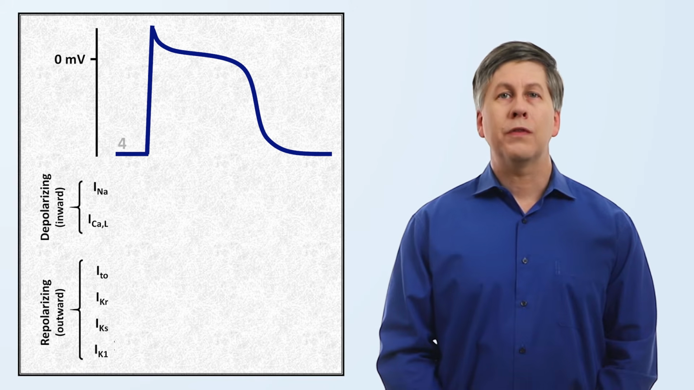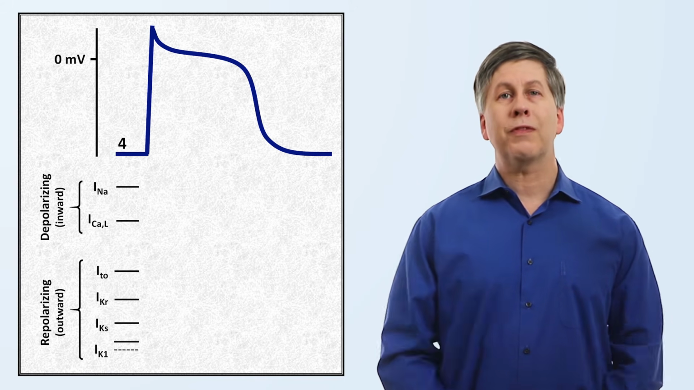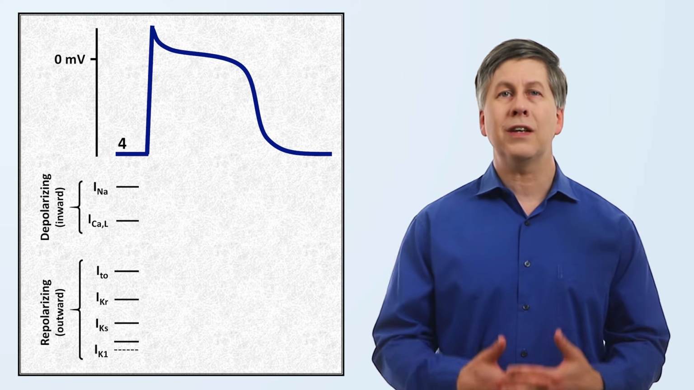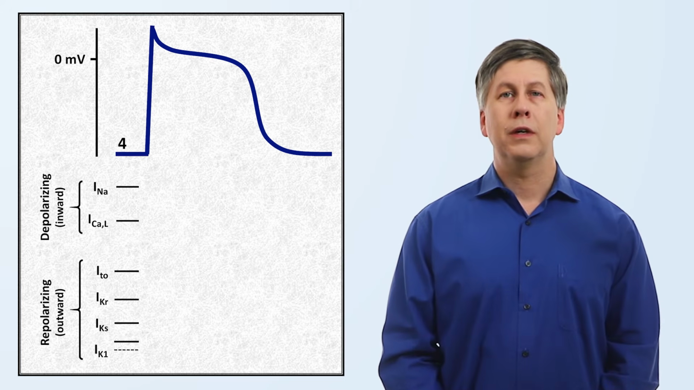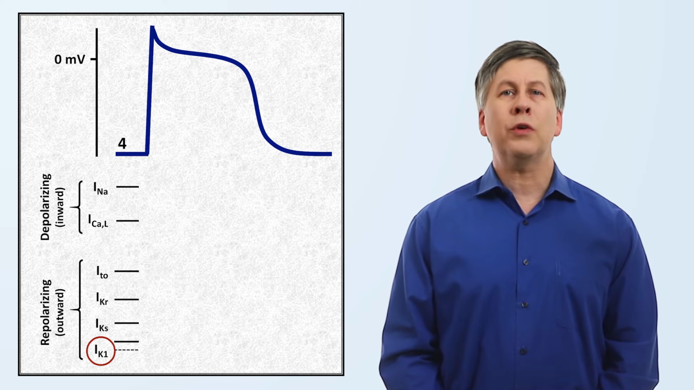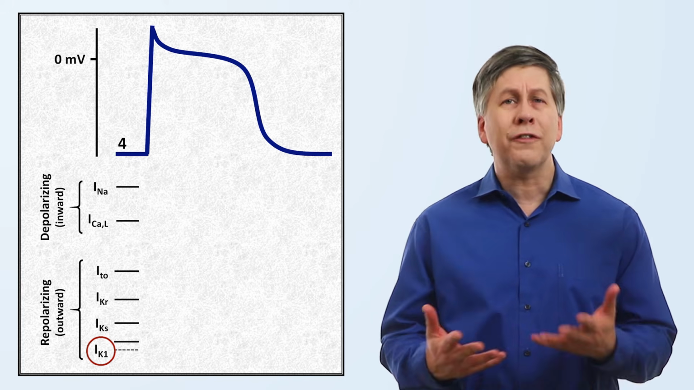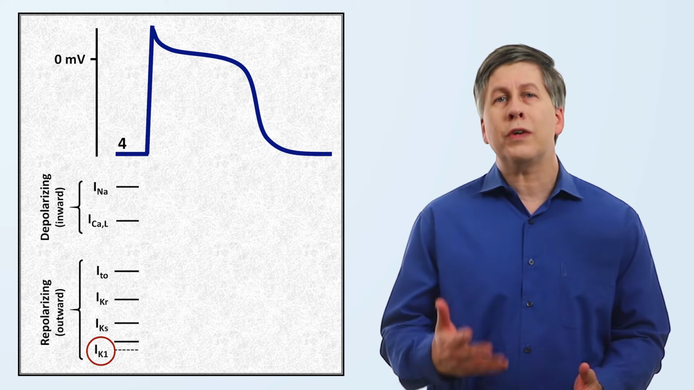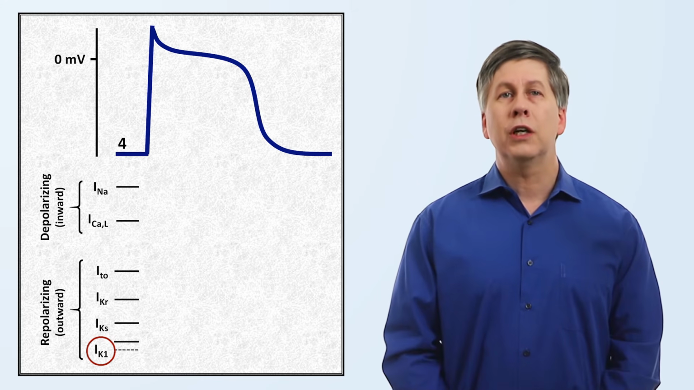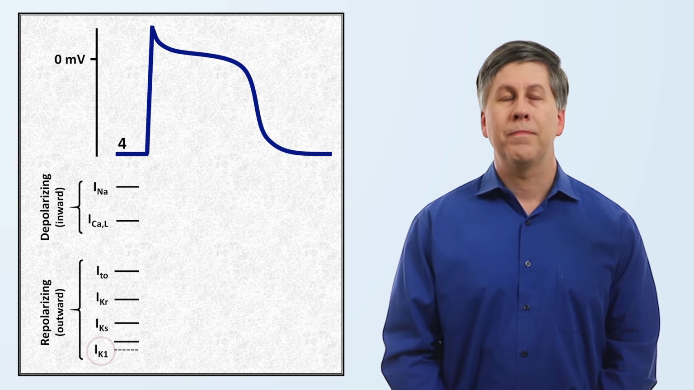During phase 4, the cell is sitting at its resting membrane potential. Remember from a few minutes ago that the resting membrane potential is maintained by the slow, consistent outward movement of potassium ions. This current is called I sub K1, which is also known as the inwardly rectified potassium current. The term inwardly rectified is a little confusing, and for the most part, you don't need to worry too much about it, but it refers to the fact that the relevant channels conduct inwardly directed currents much more easily than outwardly directed ones.